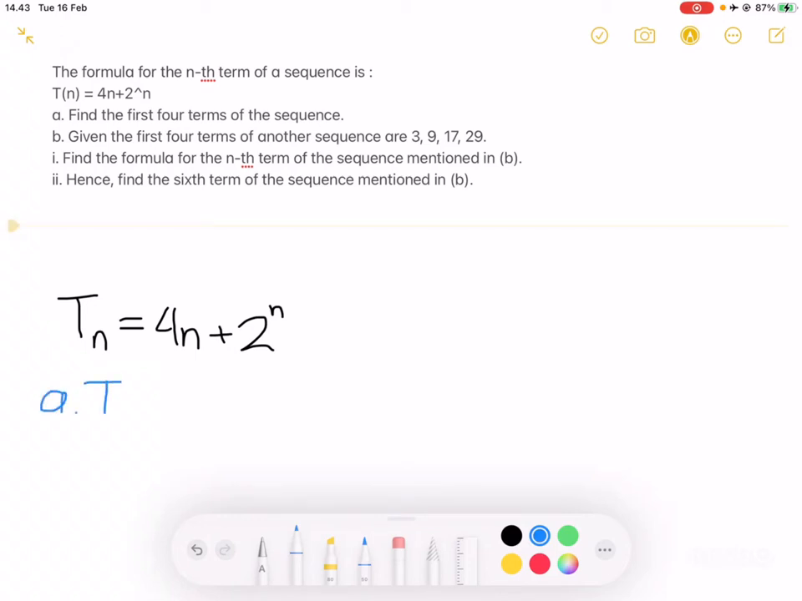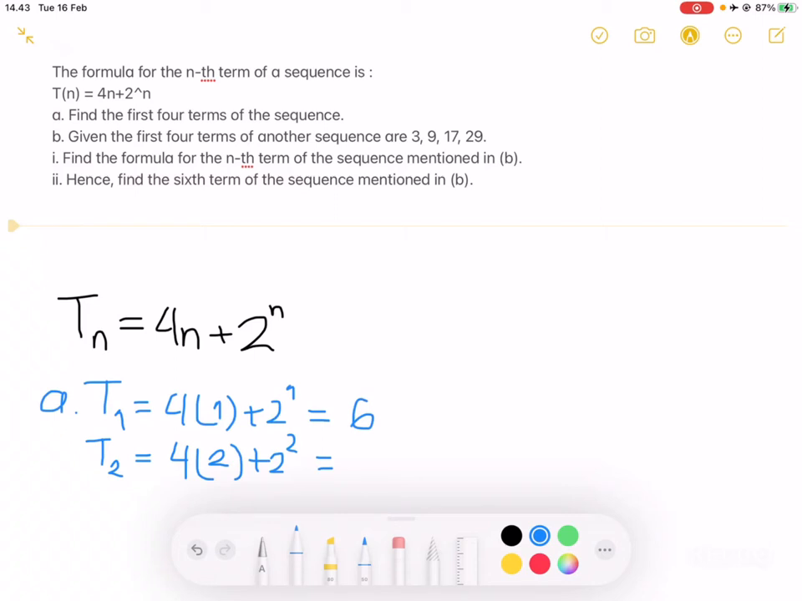For the first term, substituting n equals 1, you get 4 times 1 plus 2 to the 1. 4 times 1 is 4, 2 to the 1 is 2, 4 plus 2 is 6. That's the first term. The second term, substituting n equals 2, this will be equal to 4 times 2 plus 2 to the 2. 4 times 2 is 8, 2 to the 2 is 4, this will be 12.